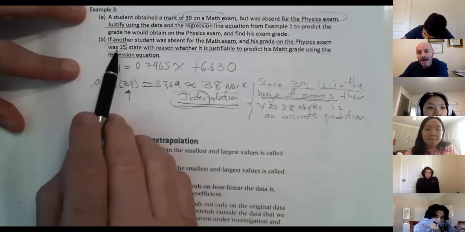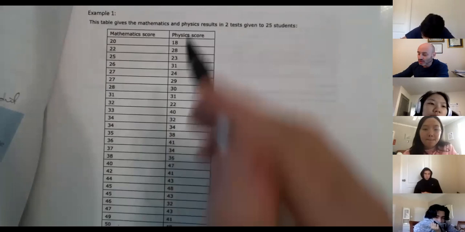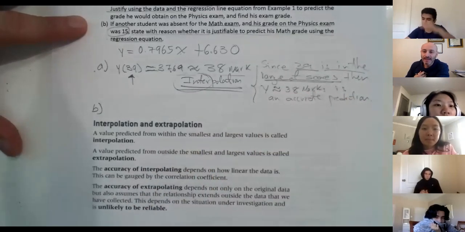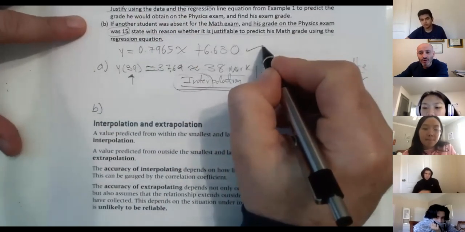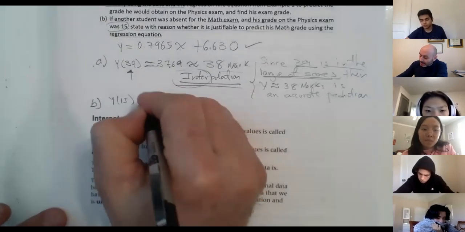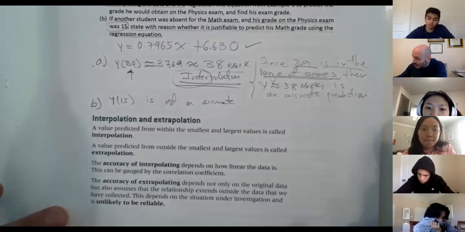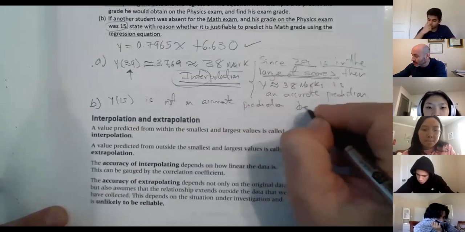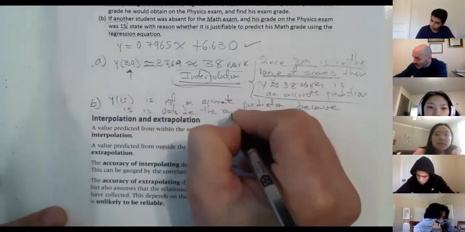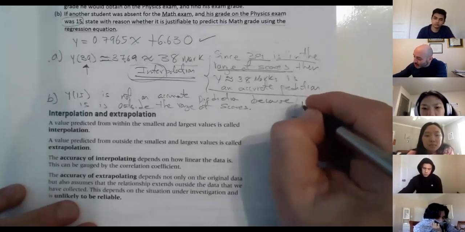So is 15 a physics score in the range of scores that we have? No. It's not, right? The physics score, the lowest score is 18, and then the highest score is 48. So 15 is not in that range, which implies that any approximated value using this regression line will not be accurate because it's outside that range. So Y of 15 is not an accurate prediction because 15 is outside the range of scores. Okay, so B is what we call extrapolation.